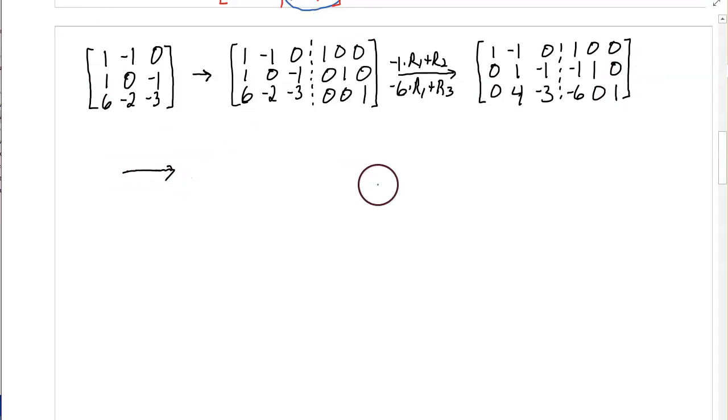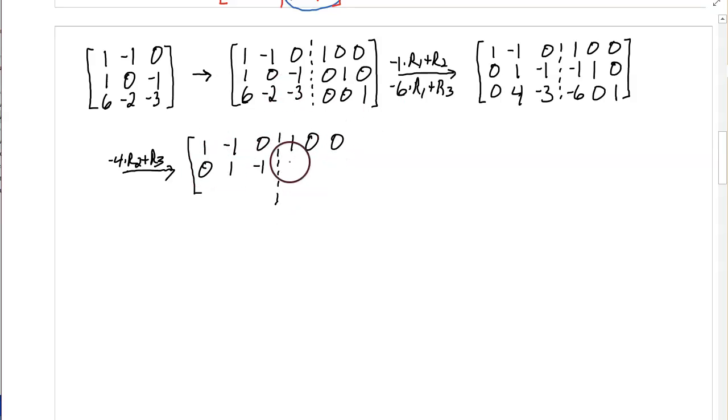Next transformation. We want this to be a 0. So we can go -4 times row 2 and add to row 3. When performing this operation, the first and second rows will stay the same. -4 times 0 is 0. 0 add 0 is 0. -4 times 1 is -4. -4 add 4 is 0. -4 times -1 is 4. 4 add -3 is 1.